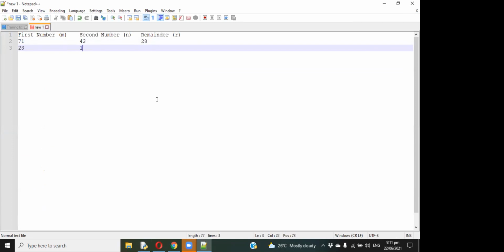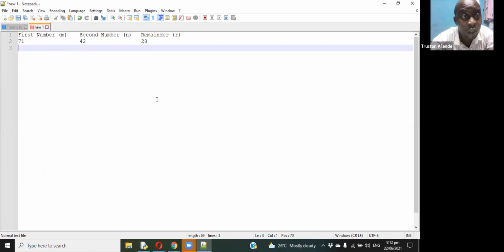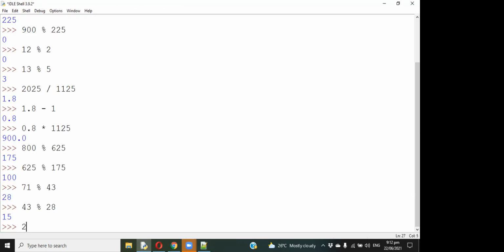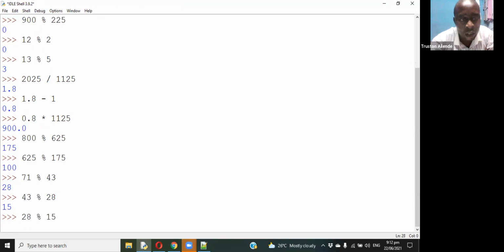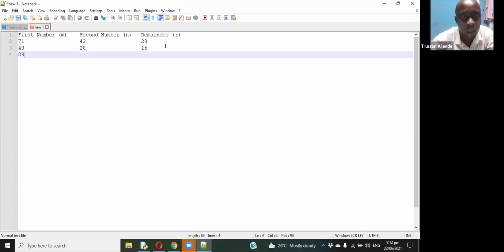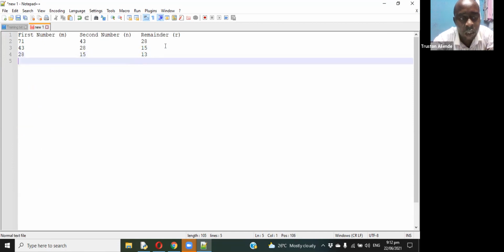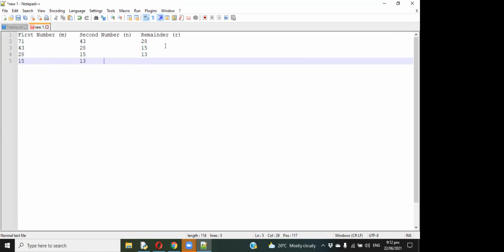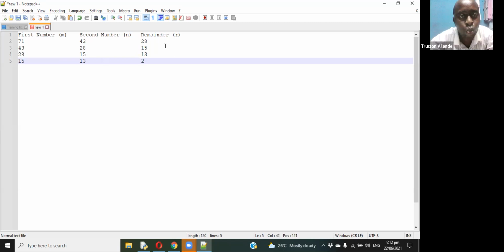43 modulus 28 is 15, right? Okay, 28, 15. 28 modulus 15 will be 13. Then 15 modulus 13 will be 2.